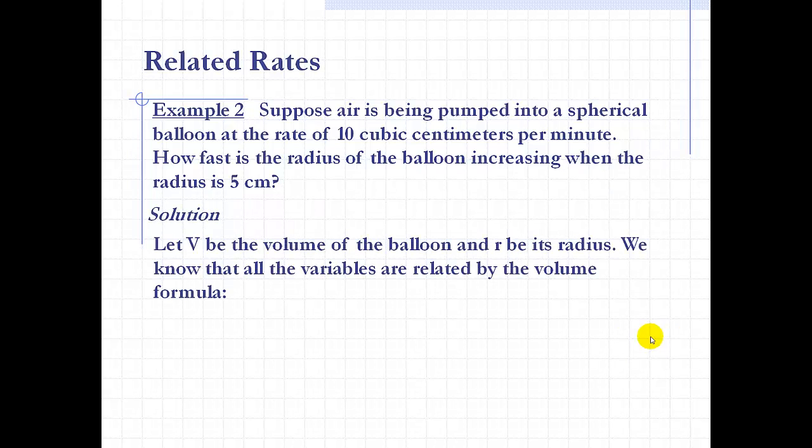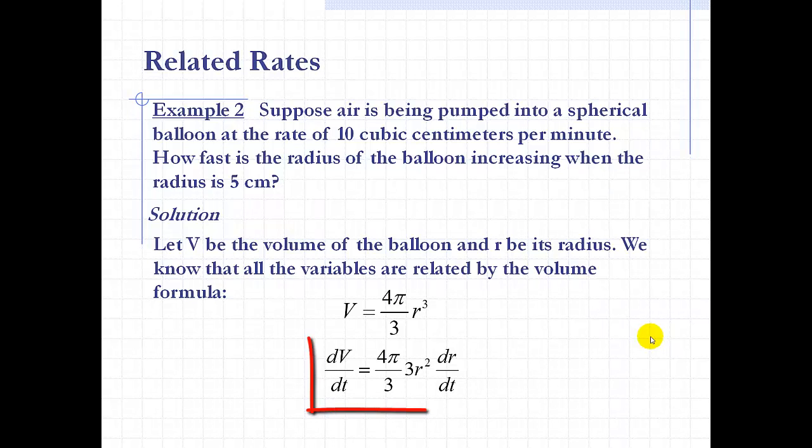We'll let V be the volume and r be the radius, and we know that those two things are related by the volume formula for a sphere. It's a spherical balloon, so V is equal to 4/3 pi r cubed. And if we differentiate both sides with respect to time, dV/dt is going to be 4/3 pi times 3r squared dr/dt. Don't forget about the dr/dt part. This is related rates. We're implicitly differentiating this with respect to time. If you simplify that, the 3's are going to cancel out and you get 4 pi r squared dr/dt.